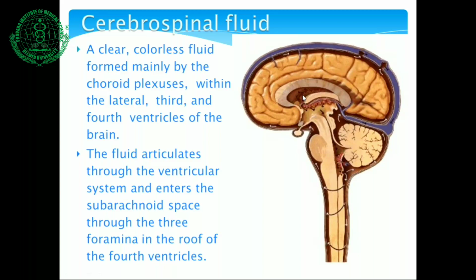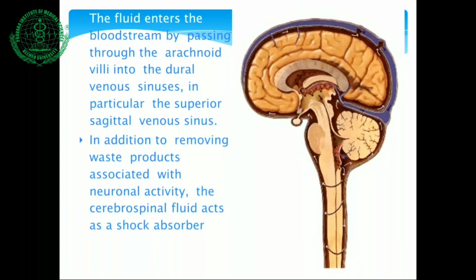First, the cerebrospinal fluid is produced by the choroid plexus of the lateral ventricle. From the lateral ventricle, it passes through the interventricular foramina into the third ventricle. From the third ventricle, the cerebrospinal fluid passes through the cerebral aqueduct into the fourth ventricle. This is the fourth ventricle. And from the fourth ventricle, the cerebrospinal fluid circulates through the central canal and into the subarachnoid space.